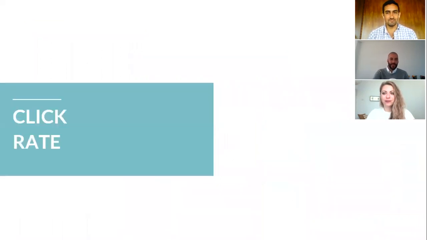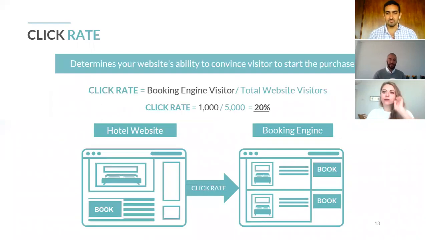Thank you. Moving on to the next part of the booking process, as we mentioned, which is the click rate. This is what determines your website's ability to convince your visitors to start the purchase. Once people land on your website, is your website good enough to convince them to move to the next stage? So here we give you the formula to calculate that metric, which gives you a lot of information. Click rate is your booking engine visitors, so the number of visitors that make it to the next step, divided by your total website visitors.